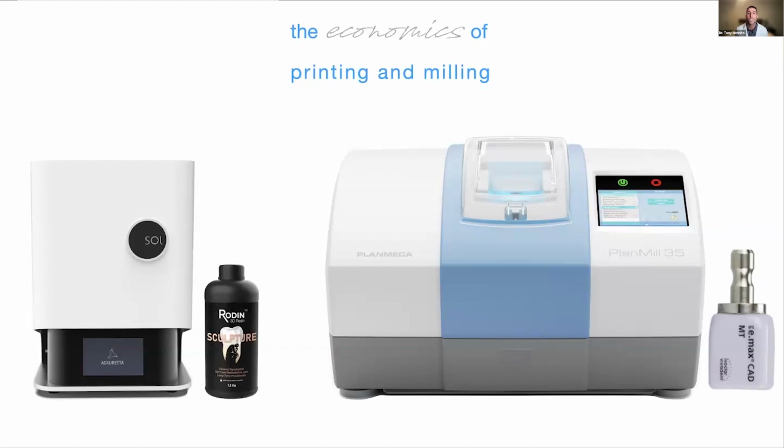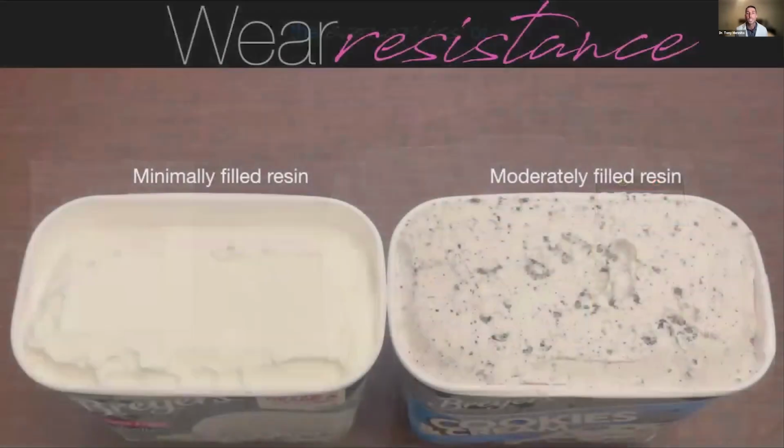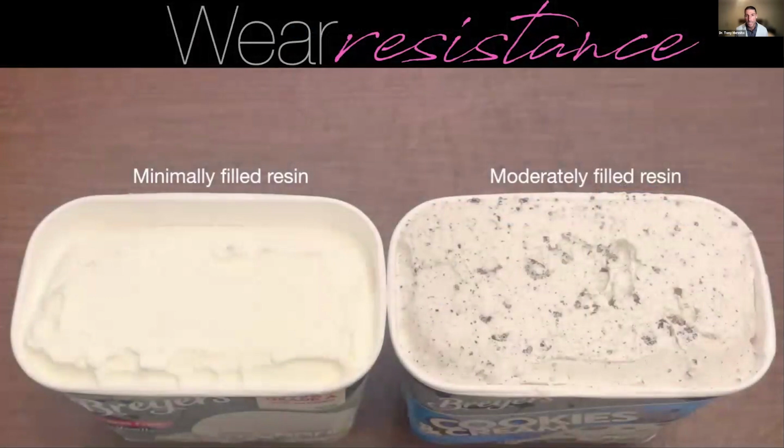But I think we have to go into this with some realistic expectations about what we can expect from these materials. And I have a bit of a sweet tooth. So last night I had an idea as I was at the grocery store. And to be honest, I really just had a hankering for ice cream. But I had some ideas to demonstrate the difference between what I've seen in my clinic with printed restorations. This is a very simplistic explanation of wear resistance. But the printed restorations are basically the Breyers vanilla ice cream on the left.